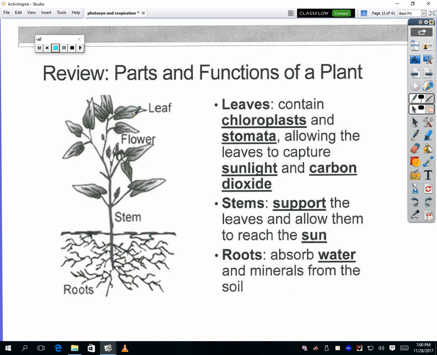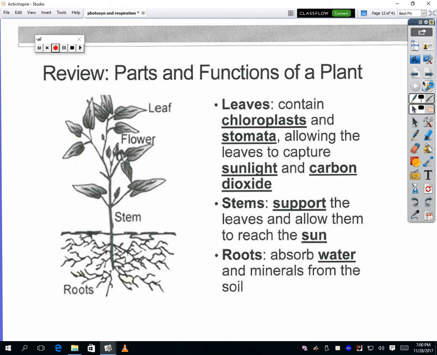You should be familiar with some parts. We're going to talk about a leaf, a stem, and a root real quick. Leaves are the most important part for photosynthesis because leaves contain a lot of cells that contain chloroplast. Chloroplast is where energy from the sun is used to make sugar in a process called photosynthesis. You also have these little holes in leaves called stoma, or plural form, stomata. And they allow leaves to capture sunlight and carbon dioxide.